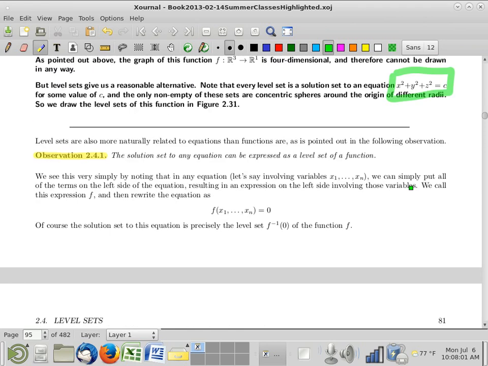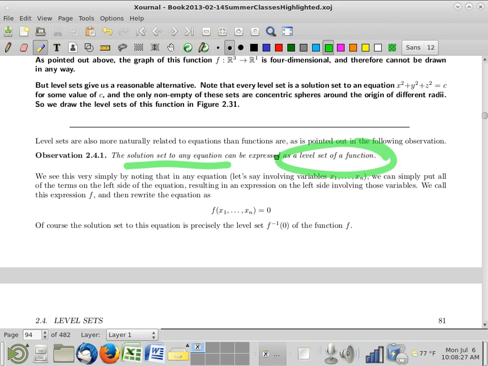All right. Next observation I want to point out. The solution set to any equation, it's a big tent, right? Lots of different equations, lots of reasons we might be interested in equations. Any equation's solution set, I can view as a level set of some function. And it's a really easy observation to make.